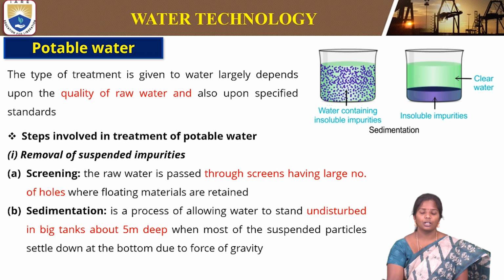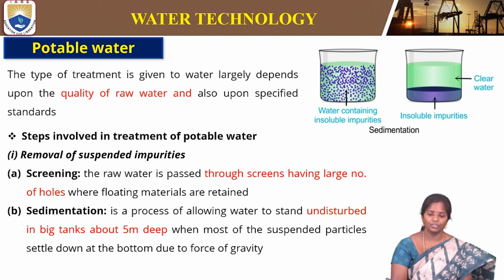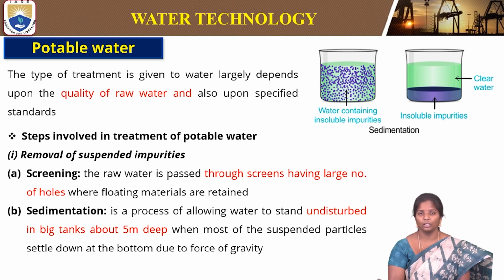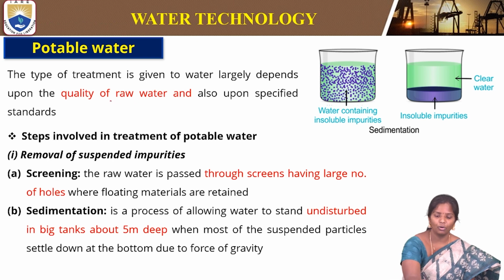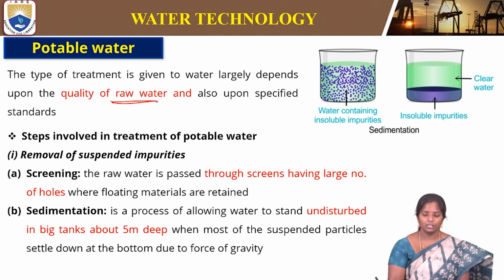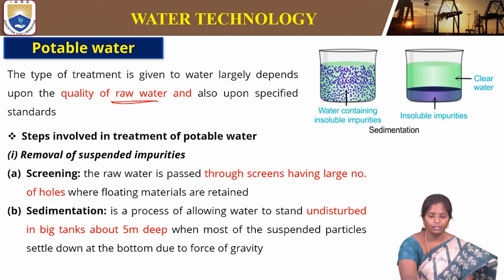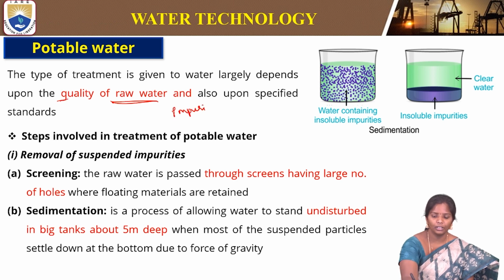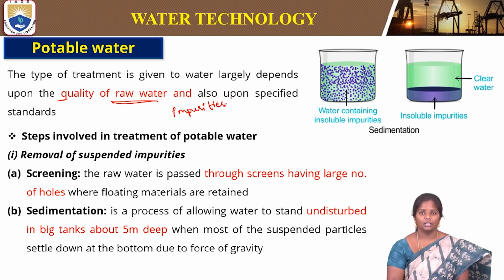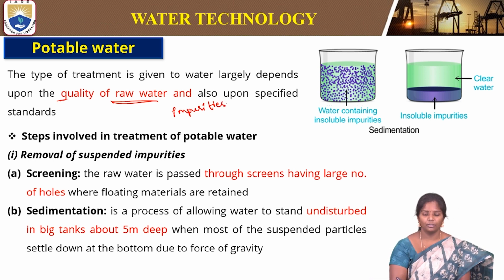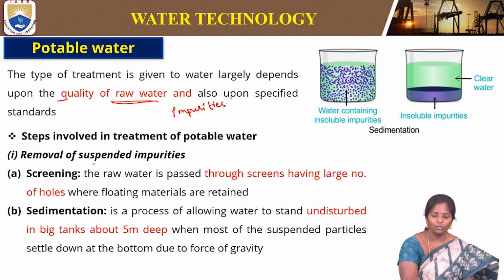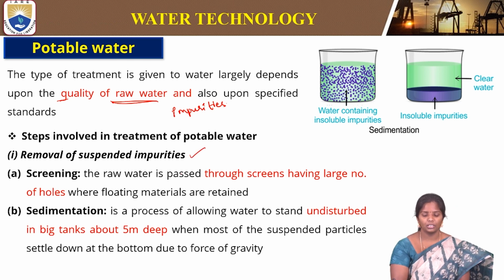Next, we will see what is potable water. The type of treatment given to this water will depend on the quality of the raw water that is present, and on the impurities. There are different steps used in treating potable water. First, removal of suspended particles and impurities.